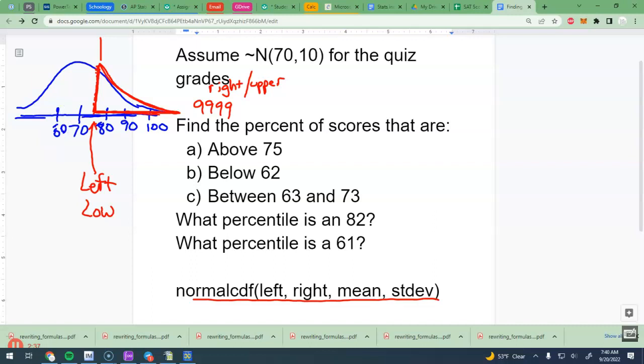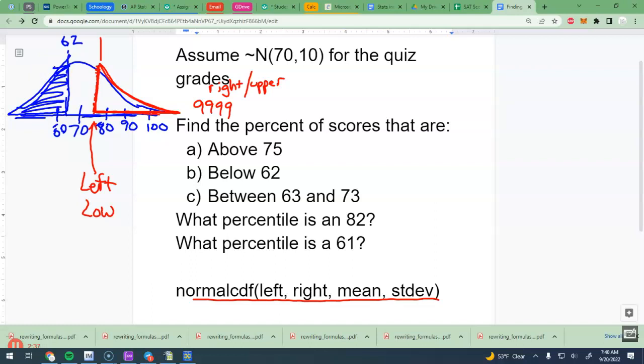Do I want to the right or left of 62? 62, that's what I want. So 62 is like here. And I want everything over here. Should it be bigger or smaller than 50%?